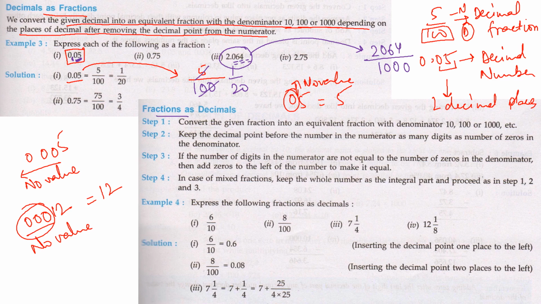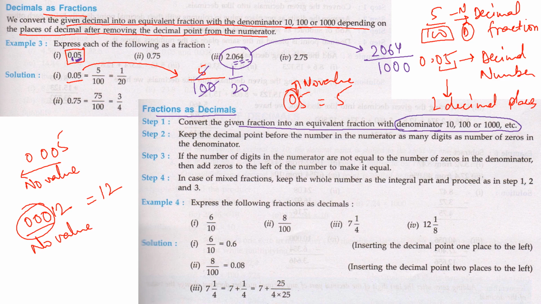Next is fractions as decimals. Now here the fraction will be given to you and you have to write it in decimal. So convert the given fraction into an equivalent fraction. Your first thing should be to change the denominator to 10, 100 or 1000.